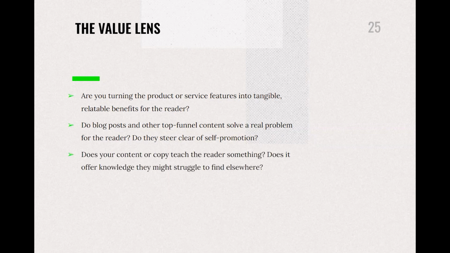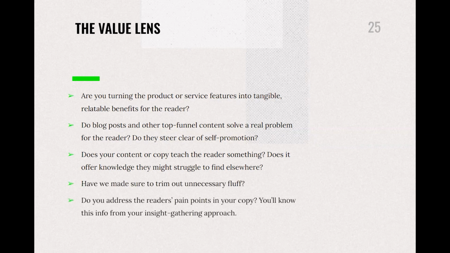Does your content or copy teach the reader something? Does it offer knowledge they might struggle to find elsewhere? Have we made sure to trim out that unnecessary fluff? Do you address the reader's pain points in your copy? You'll know this all from your outside-in approach. And that's it for the value lens.